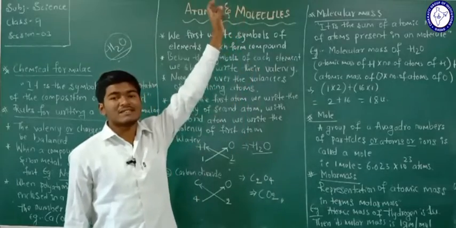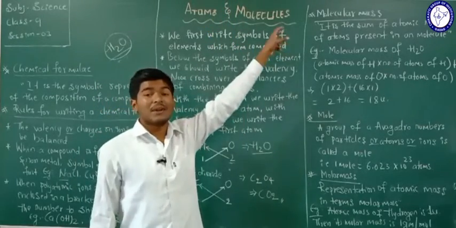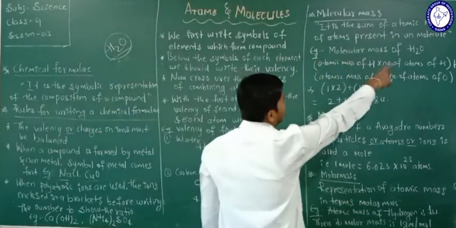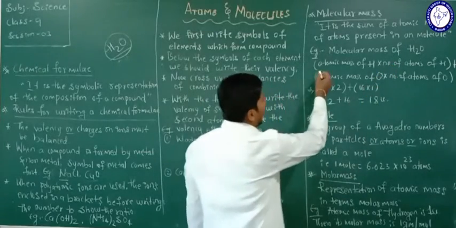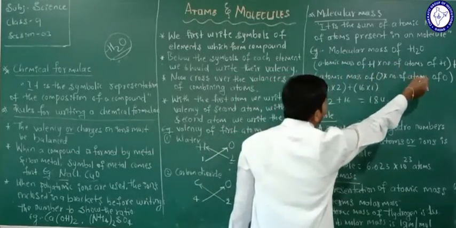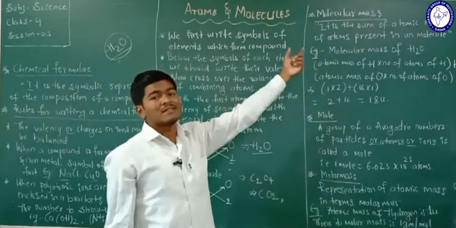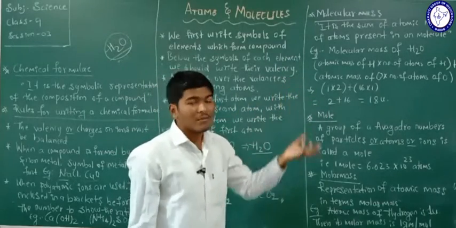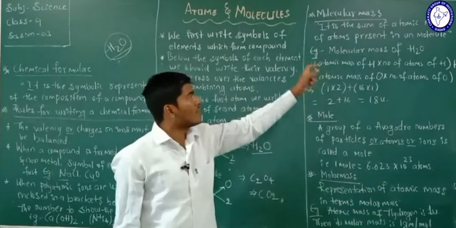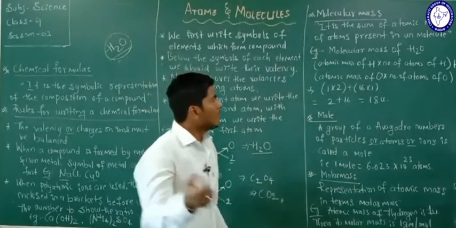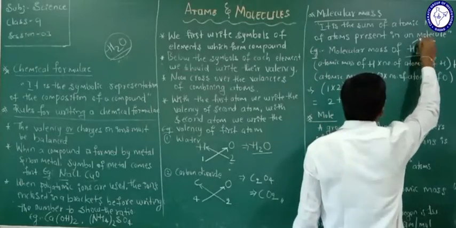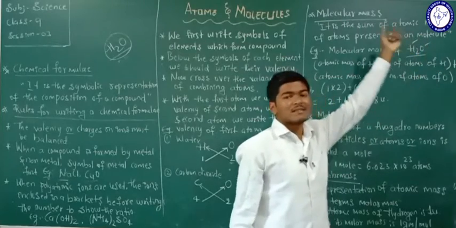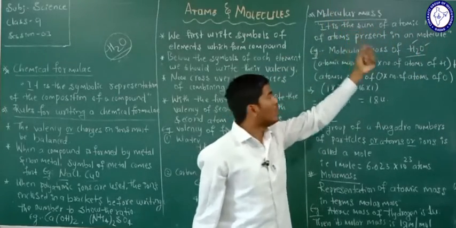I am considering H2O as an example. What is the molecular mass of H2O? How are we going to calculate it? The definition of molecular mass itself says that it is the sum of the atomic masses of the atoms present in a molecule. Is it clear? The water molecule contains 2 types of atoms, hydrogen and oxygen. So the sum of the atomic masses of hydrogen and oxygen is the molecular mass of water. So how are we going to calculate it?